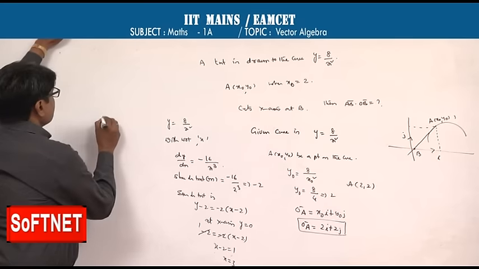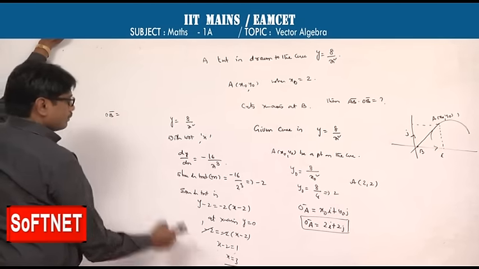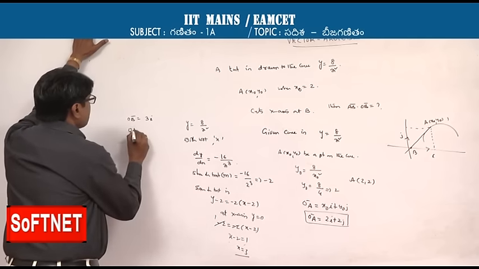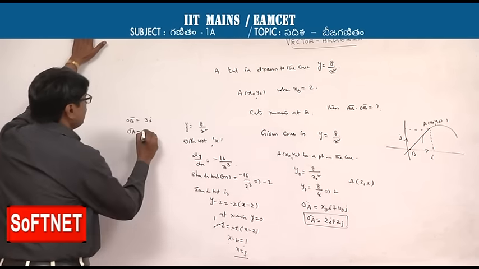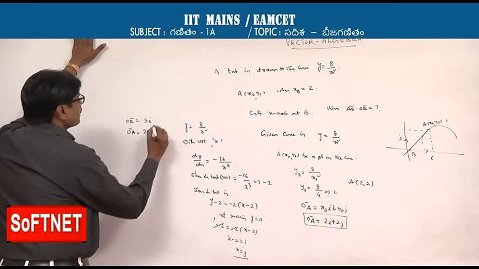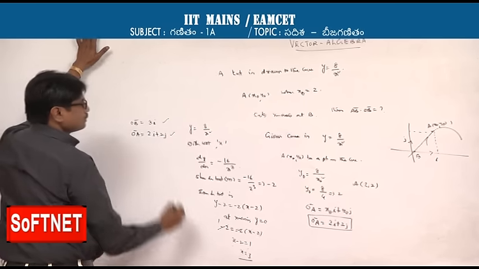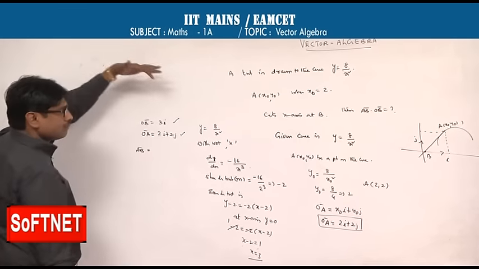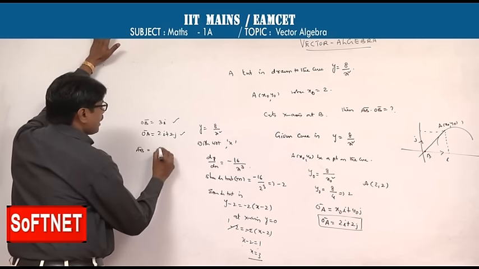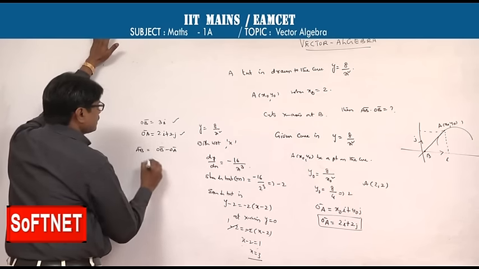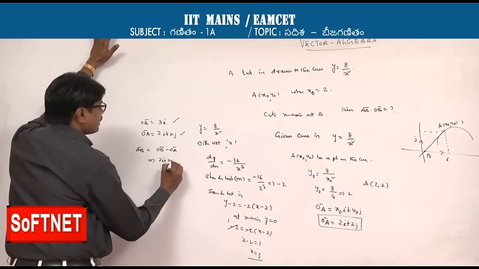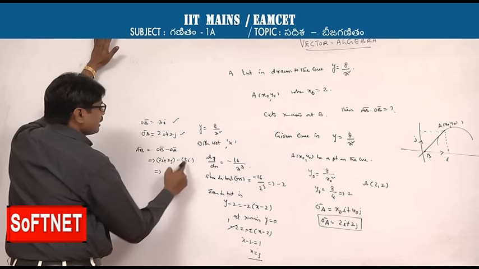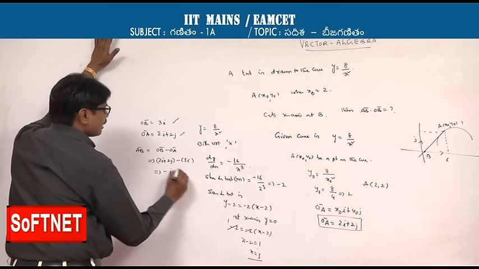Therefore the position vector OB bar will be equal to 3 times I bar, and the position vector of OA bar is 2I bar plus 2j bar. After OA and OB are found, find out the position vector of AB bar. Position vector of AB bar is equal to OB bar minus OA bar, and that is nothing but 3I bar minus 2I bar minus 2j bar. Now subtracting, 3I minus 2I gives I bar minus 2j bar.